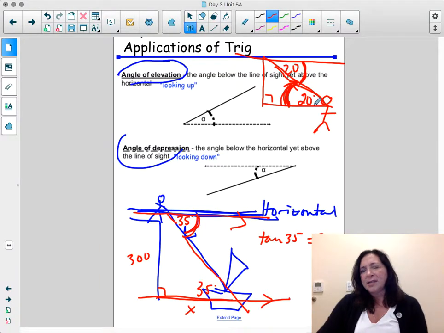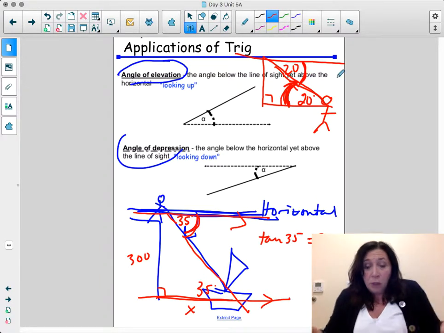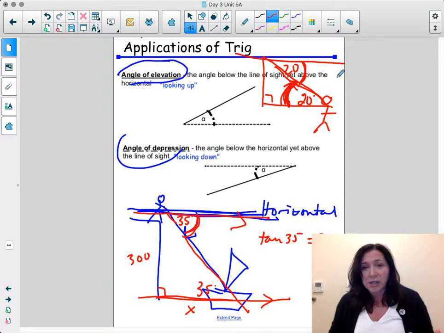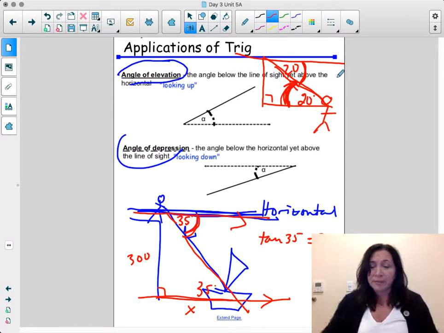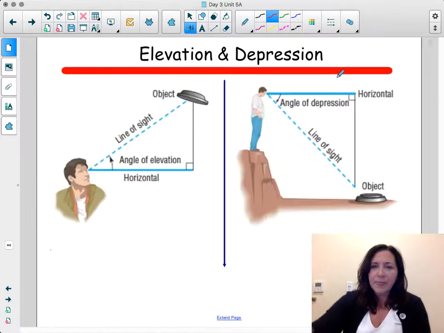These are alternate interior angles. So, long story short, the angle of depression is the angle of elevation. Okay, they're the same value. This is just another way of saying that.